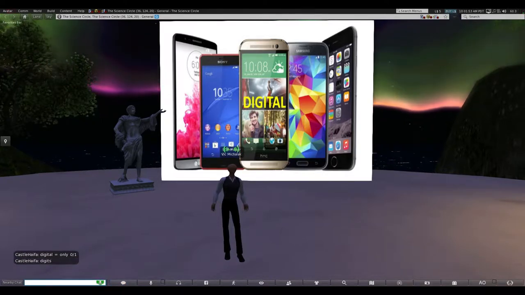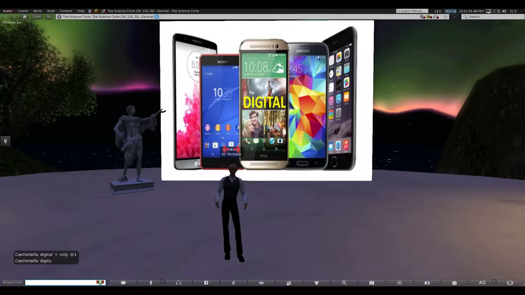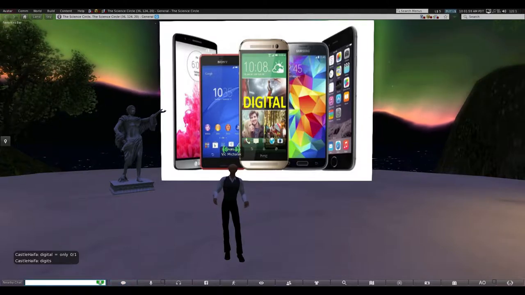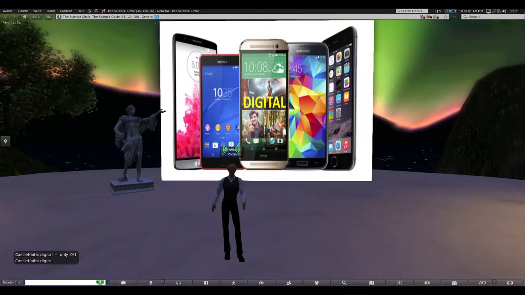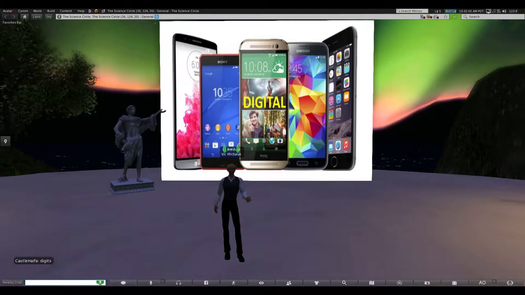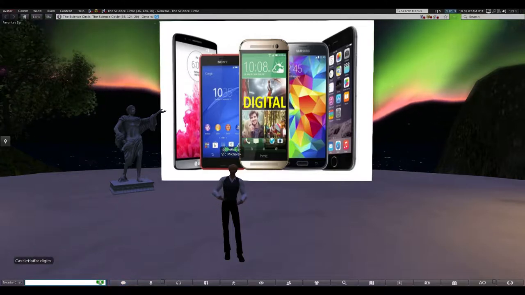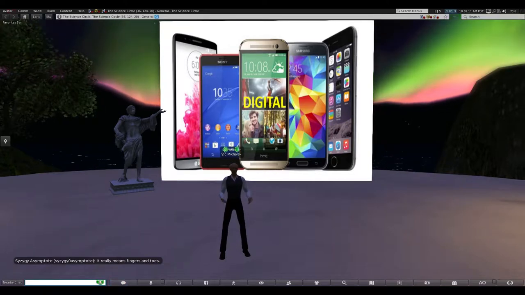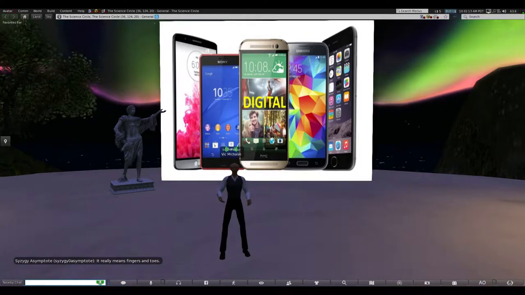Okay, so digital: one and zero. Now, in the case of digital, it really means discrete numbers. So in the case of computers, it's binary ones and zeros, but we could mean simply numbers and nothing in between. In other words, a two and then a three and nothing in between, and that would mean digital.